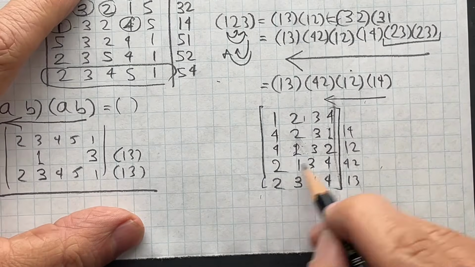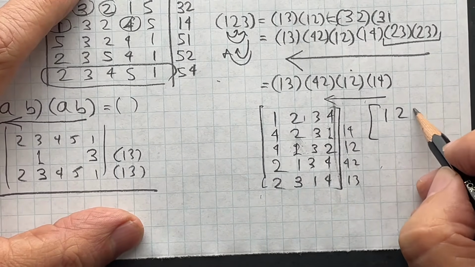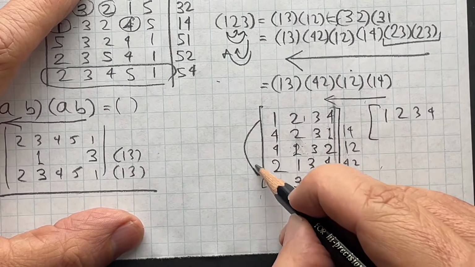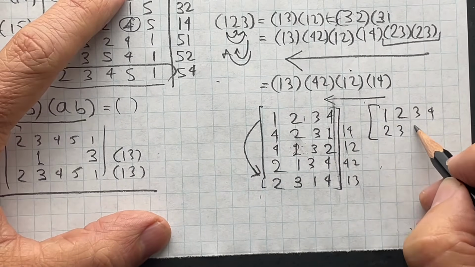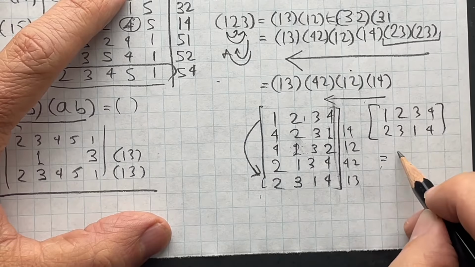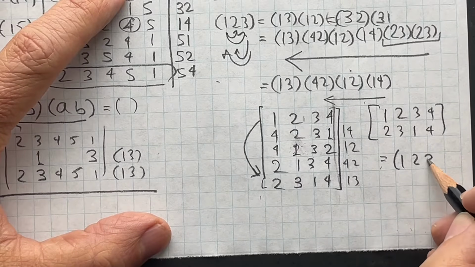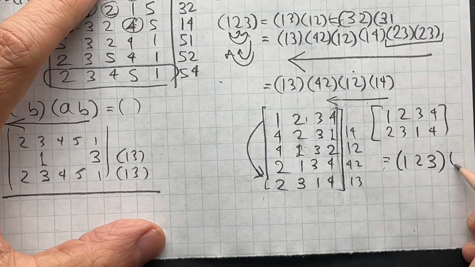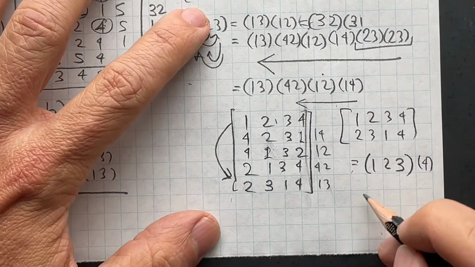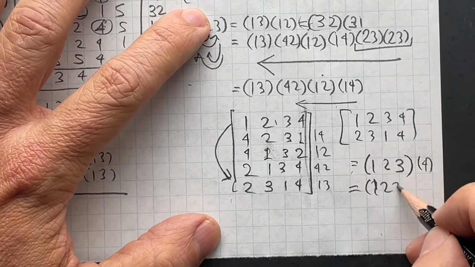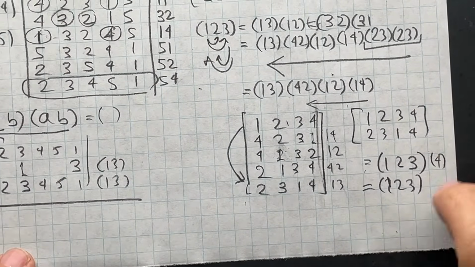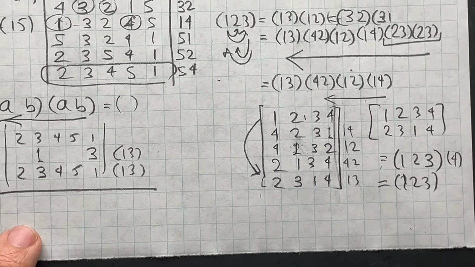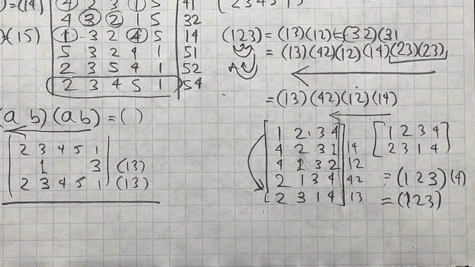Okay, so this is 1, 2, 3, 4, right? 2, 3, 1, 4, which equals 1 goes to 2, 2 goes to 3, 3 goes back to 1. And of course, the 4 is ignored in these symbols. Okay, so we worked out a couple of examples. I'll do a few more in another clip that will be added to this video.